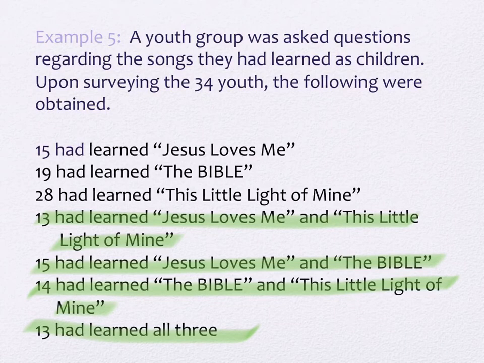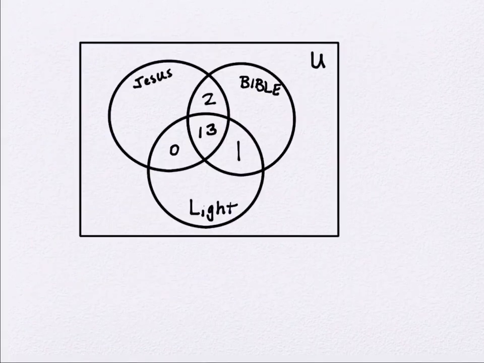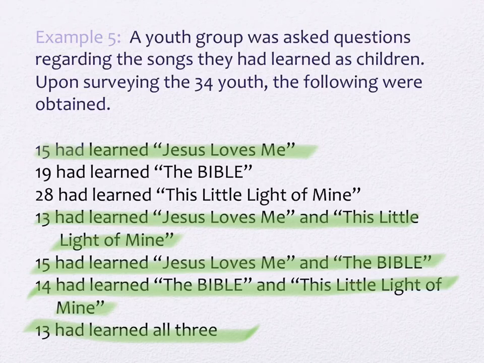Now we can go to the 15 Jesus Loves Me that we wanted to do earlier. 15 Jesus Loves Me is all of the Jesus Loves Me circle. So there's 0 in that outer category. Okay, again, zeros are perfectly fine. Okay, now what?